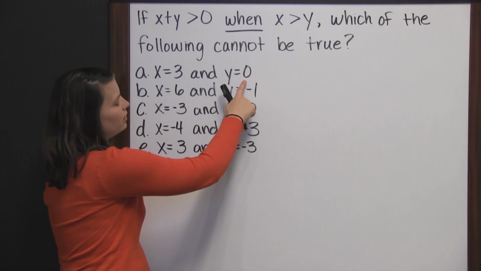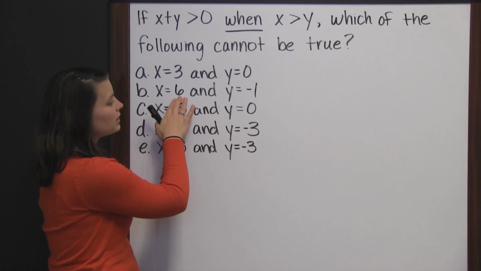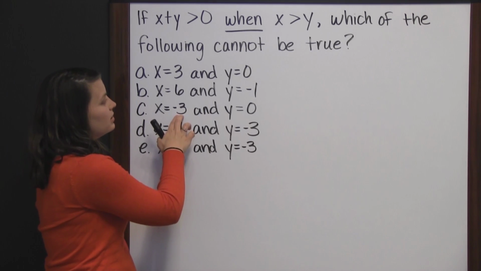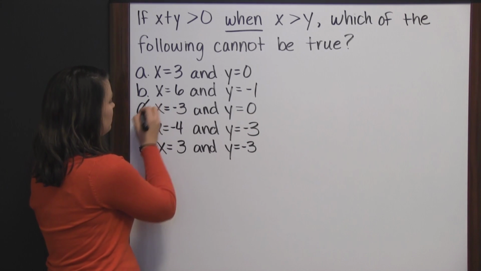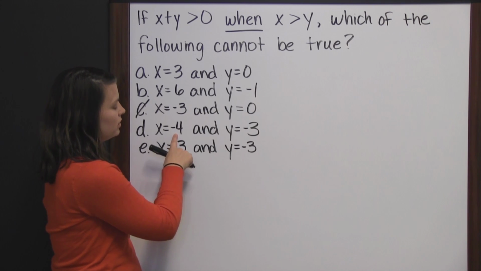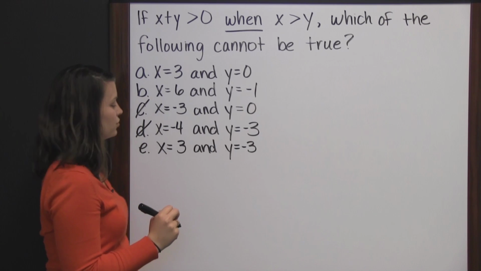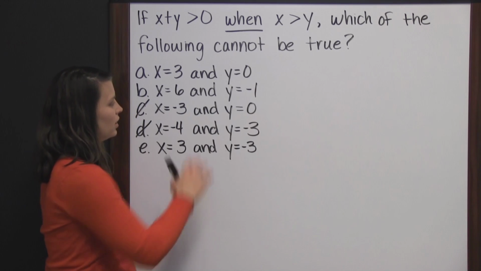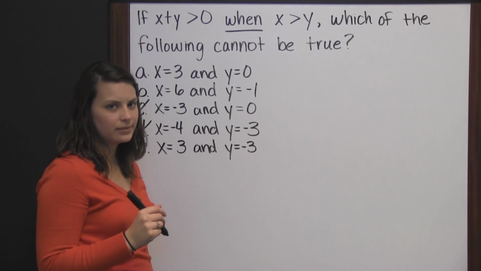Is 3 greater than 0? Yes, so it stays. 6 is greater than -1, so it stays. Negative 3 is not greater than 0, which means C must be eliminated as a choice. Negative 4 is not greater than negative 3, so it must also be eliminated as a choice. 3 is greater than negative 3. So the 3 answers left are the only ones that satisfy this inequality.